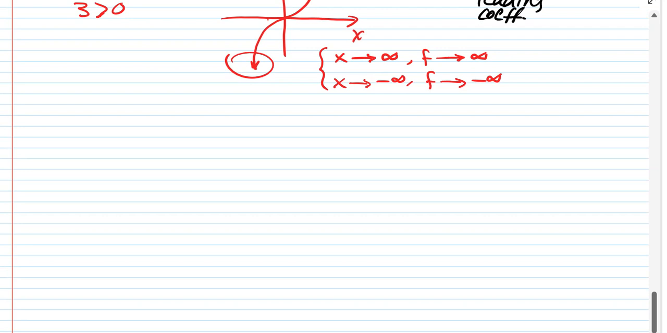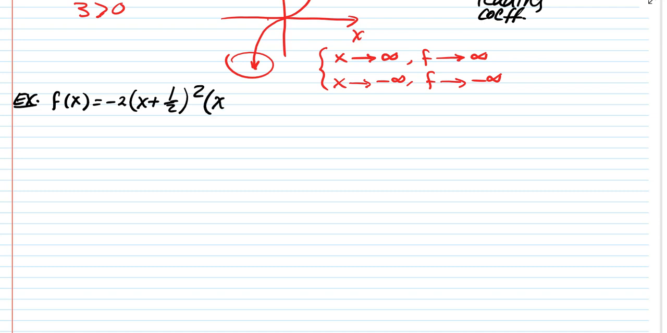Again, more examples of this one. And if you're getting tired, you might want to pause the video, because we're almost an hour into this, take a little break, and come back and watch these two examples. So I have f of x equal to -2 times x plus 1/2 squared, times x plus 4 cubed.